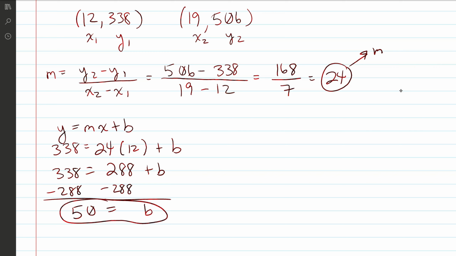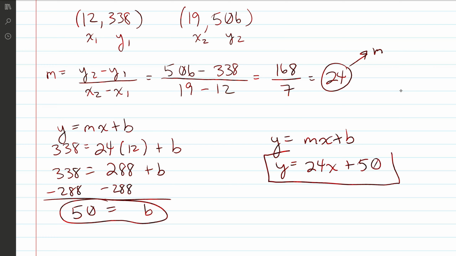And as you recall, the last step was to just fill in for m and b. So we have y equals mx plus b again. Our m is what we just found earlier, 24, and our b is 50. So y equals 24x plus 50.